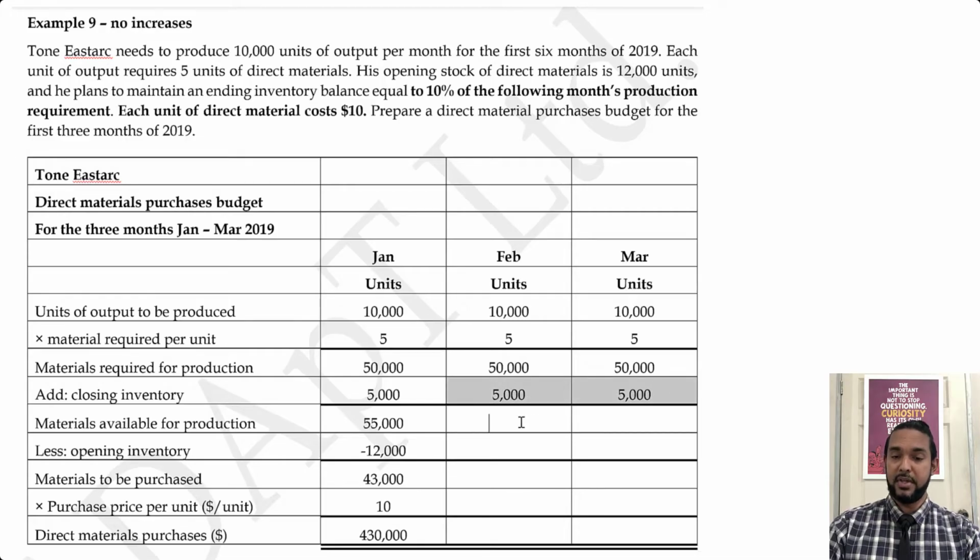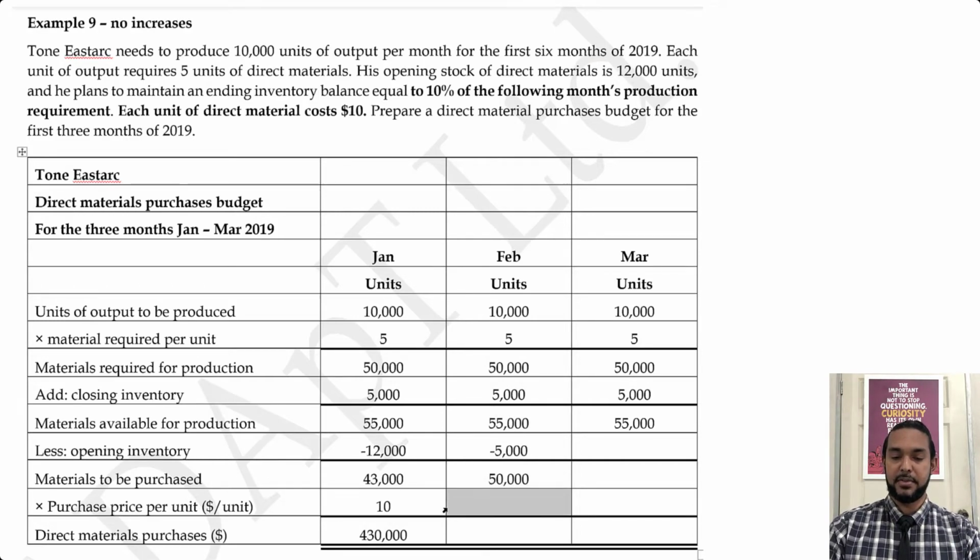And what do we then do? We add going down to get 55,000. And now we need to subtract opening inventory. Now the opening stock for any given month is the closing stock from the previous month. The closing stock from January was 5,000. And we're going to need to subtract that here. So the closing stock of one month becomes the opening stock for the next month, right? So 55 minus 5 will give us 50.